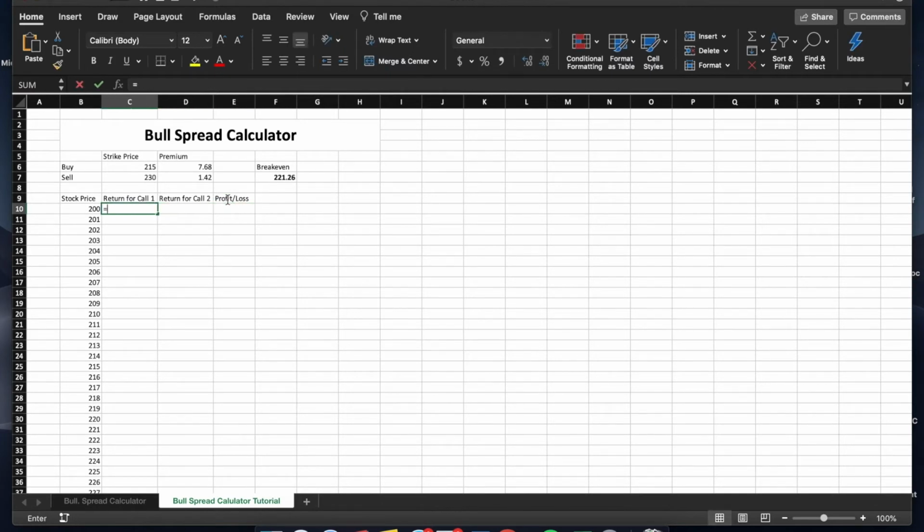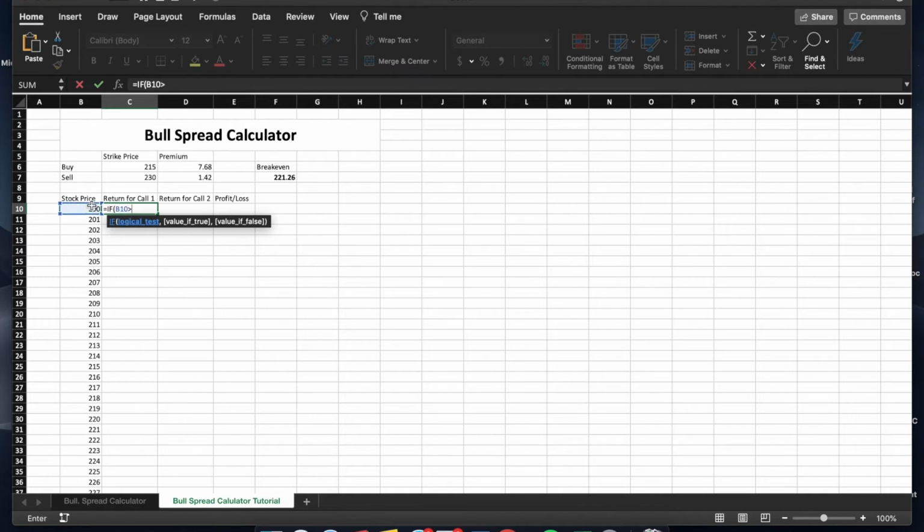So the formula for this is going to be an IF function. You'll do if the stock price is greater than the strike price, and you want to lock the cells here so that it doesn't move. The value if true is going to be stock price minus strike price minus the premium paid, and make sure to lock the strike price and the premium paid cells.